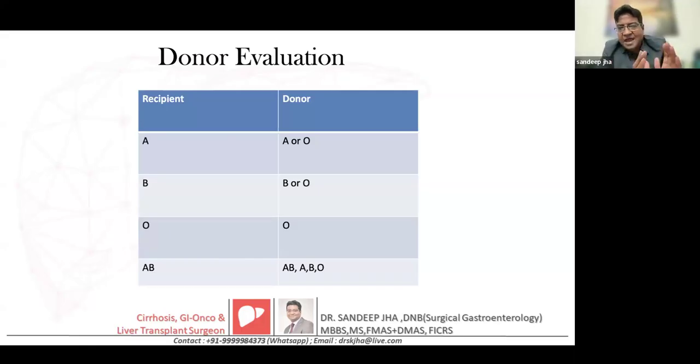This is about blood group compatibility between donor and recipient. We have to be sure of the blood group, but the plus or minus Rh status of the donor does not matter. It is only the ABO blood group that matters. An A recipient can receive from an A or O blood group donor. B can receive from a B or O blood group donor. A recipient of O blood group can only receive from an O blood group donor, and an AB recipient can receive a liver from any of the blood groups, basically.